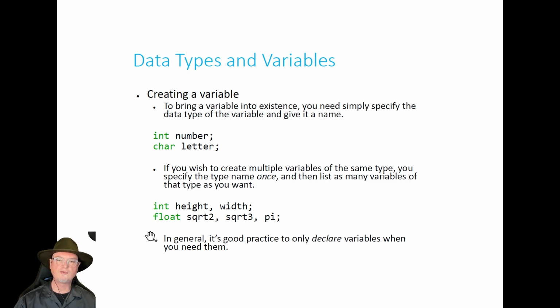If you have several variables to define and they're of the same type, you can do it in the same line. So int height and width, and we just separate the different variables we want to create with a comma. And the same thing with float or any of the other types. Here's 3 floats, square root 2, square root 3, and pi.